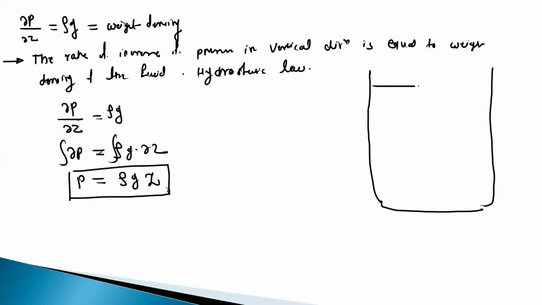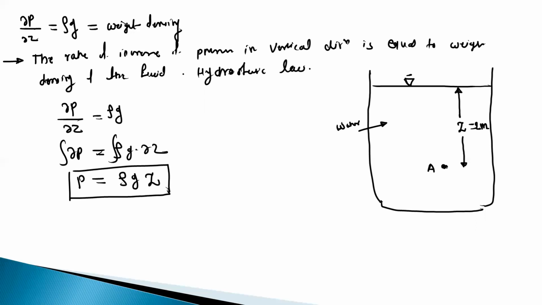consider we have the static fluid like this. This is the free surface. And at a particular point, this is point A in that static fluid, and it is at distance Z from the free surface. Okay, let us take Z is equal to 2 meters. And this fluid is nothing but the water. So this is the water.